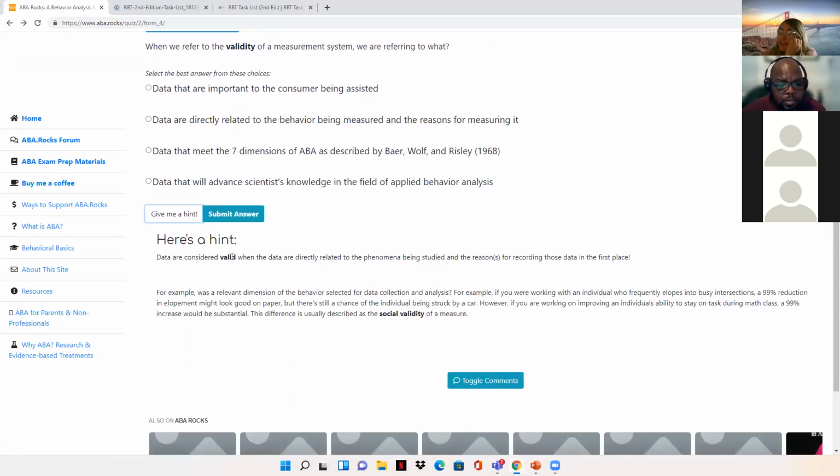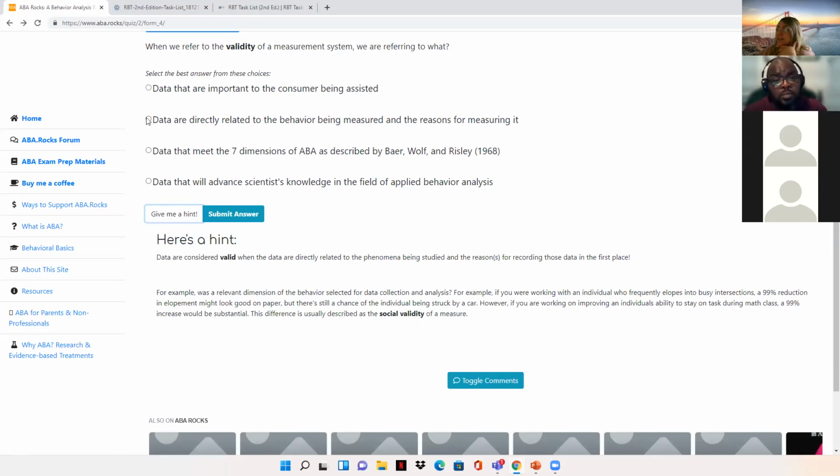Data is considered valid. So in ABA, we're all about determining whether our intervention is indeed making an effect on the dependent variable. So is your IV really making an impact on the DV? And if so, then you are successful with your intervention. So we're trying to find some type of functional relation and saying, okay, let's read what it says. Data are considered valid when the data are directly related to the phenomenon being studied and the reason for recording those data in the first place.